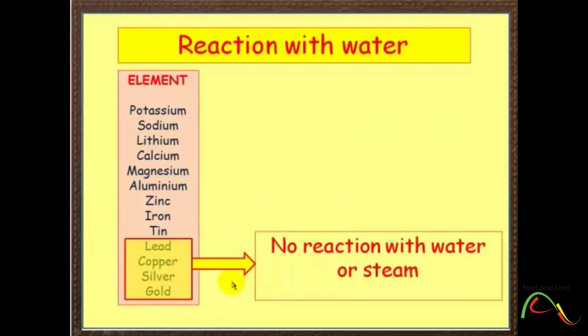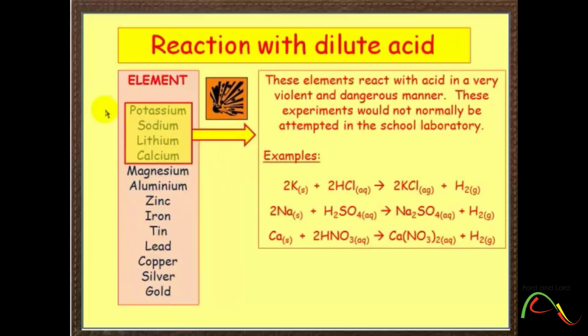Now we said at the beginning we had to look at the reactions with water and with acids. Let's look now at the reaction with acid. I don't think I'd want to be around when these are added to acid. Imagine how these react with water. You can imagine that with acids they're much more violent. So these elements react with acid in a very violent and dangerous manner. These are not the sort of experiments you would attempt in the school laboratory. So if you are at school, please don't make your teacher do these, because they won't be able to.